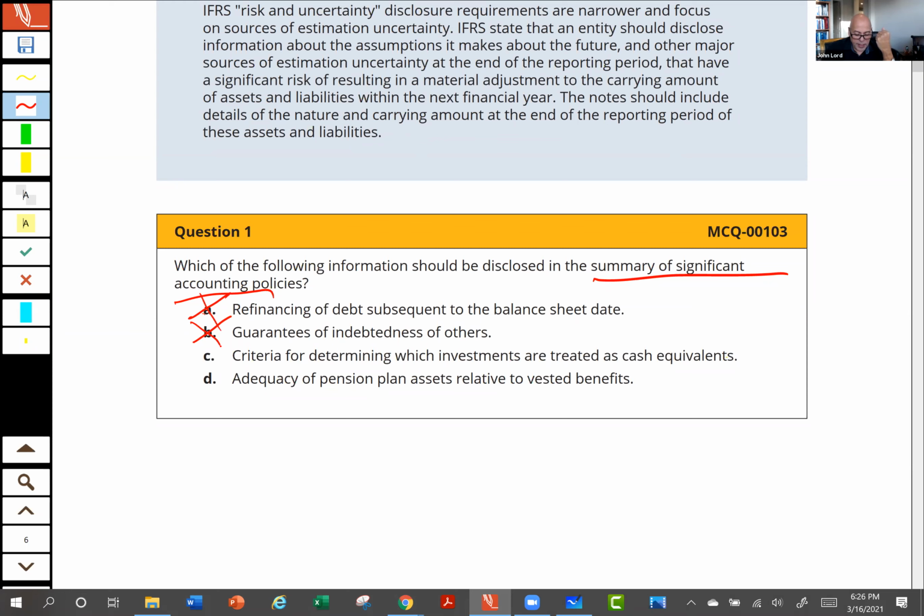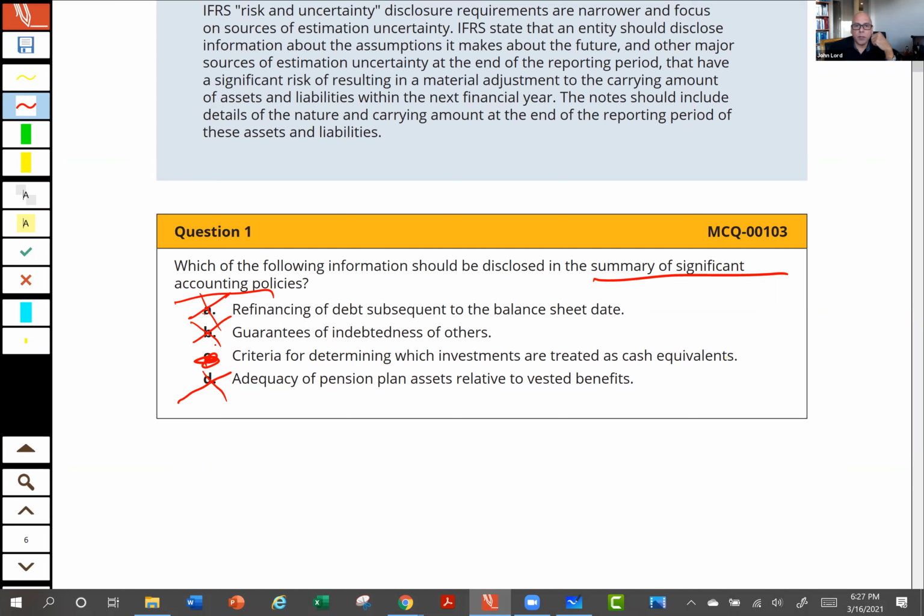Adequacy of pension plan assets relative to vested benefits, that's nonsense. It's certainly not a summary of significant accounting policy, and I don't think they're going to make you do that. That's on the playground of what we put into financial statements. We don't start assessing adequacy of vested benefit. That's nonsense.